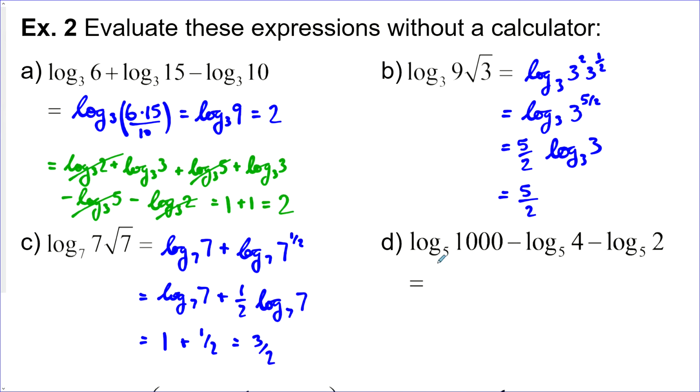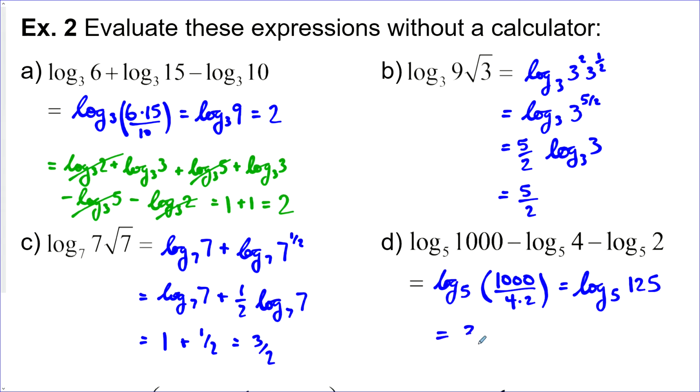How about this one? Let's rewrite this one, and we'll put this together. They've all got the same base, so I think the easiest would be to put it together here using the same base. We've got 1,000, we've got minus 4, so that would be divide by 4, and then we've got minus here again, so that would be like dividing by the argument of 2. And then we've got 1,000 divided by 8, which is actually 125. And 5 to what exponent gives me 125? That would be 3.